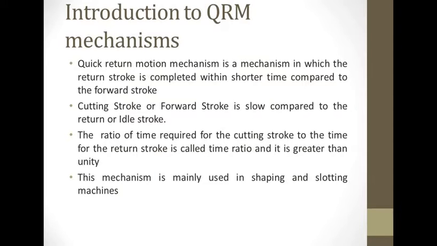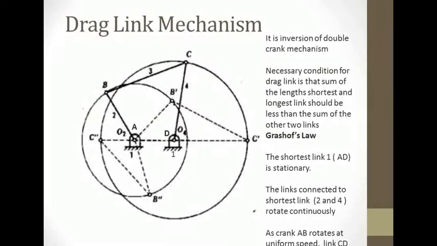So this mechanism is mainly used in shaping and slotting machines. Today we are going to discuss different types of quick return motion mechanisms, and the drag link mechanism is one particular mechanism which can be used for the quick return motion.